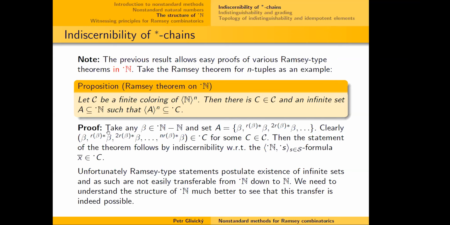Okay, and the proof is very, very easy. The infinite set can actually be taken canonically always the same as the set given by the indiscernible sequence of the betas, as we saw before.